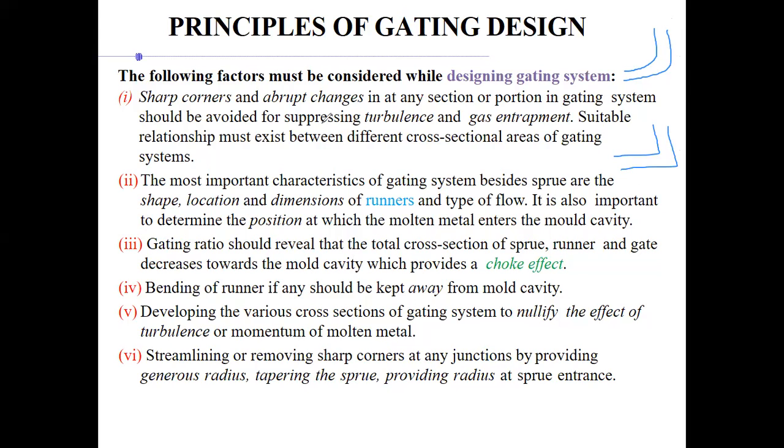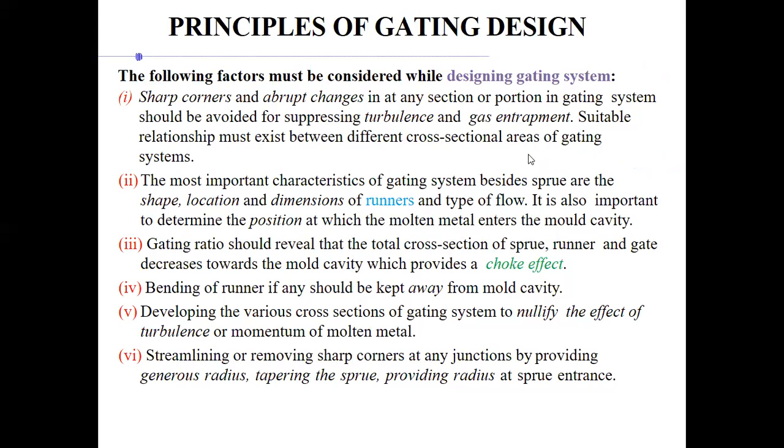So abrupt changes should not be there. For example, you have this, and then suddenly the cross section you have increased. So from here to here, there will not be smooth flow of molten metal, right? Or from here to there, vice versa. So you have to ensure that no sudden cross section changes are there. That's what the first one says.